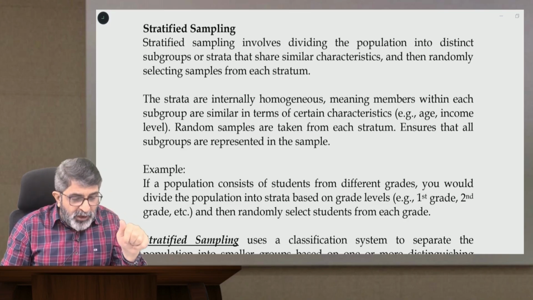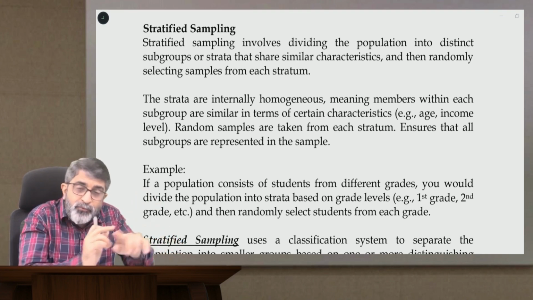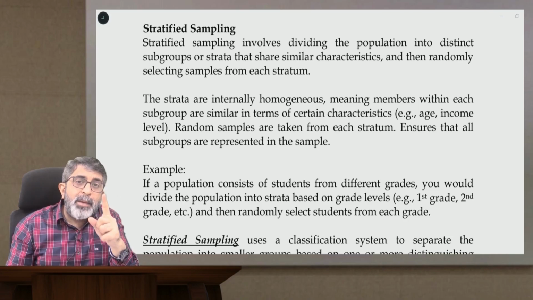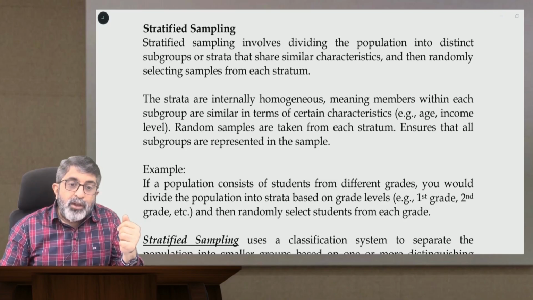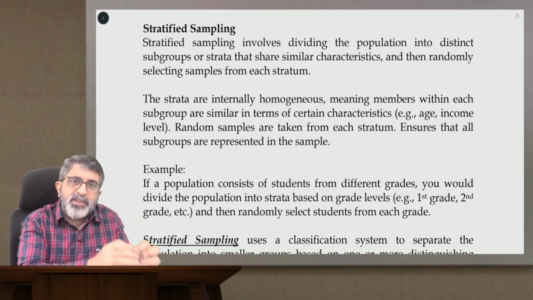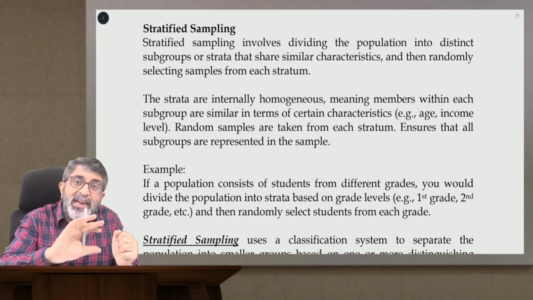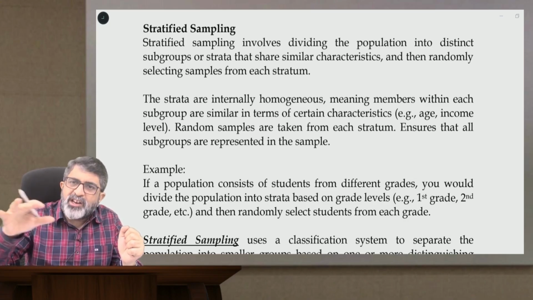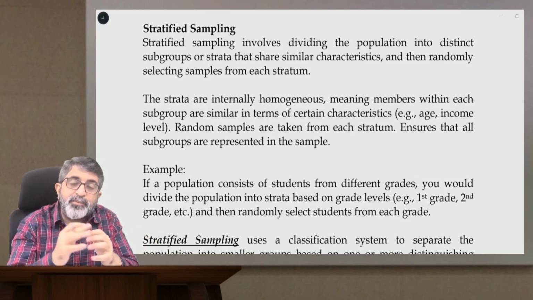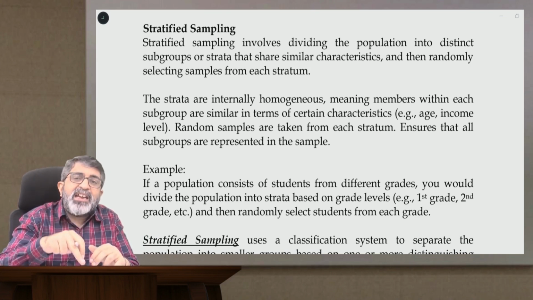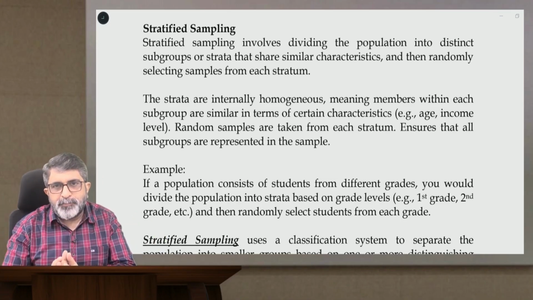Each stream of engineering is representing a stratum, and within the stratum the members appear to be homogeneous because they have similar characteristics. Then you randomly draw something from mechanical engineering, something from electrical engineering, something from computer engineering, something from chemical engineering, something from civil engineering. You draw random samples. That means this technique will ensure what? That from all the streams you are doing this.